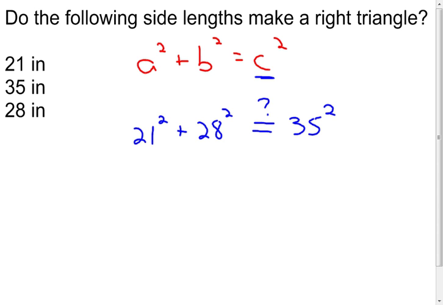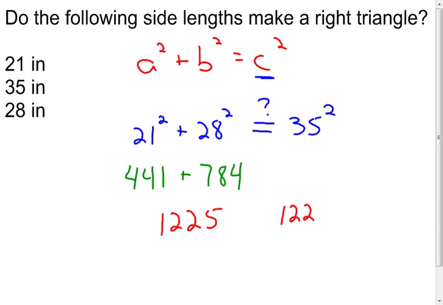Well, now go ahead and square all your numbers. So this is 441. 28 squared is 784. And now if I add those two together, I end up with 1,225. If I square 35, I know that's 1,225. These numbers are equal, which means this was true, which means those 3 numbers will make a right triangle.